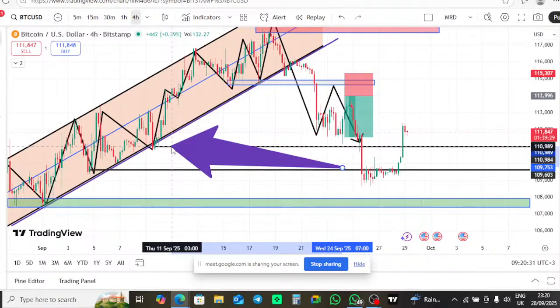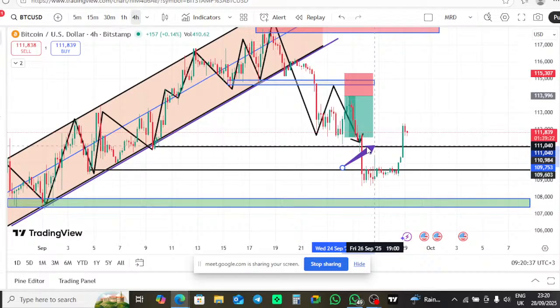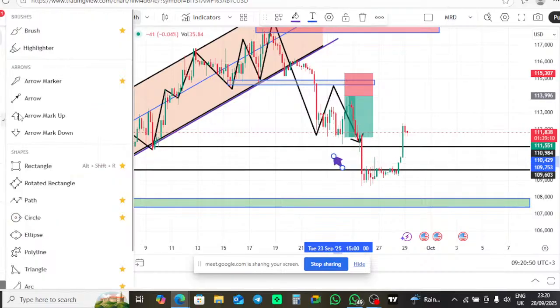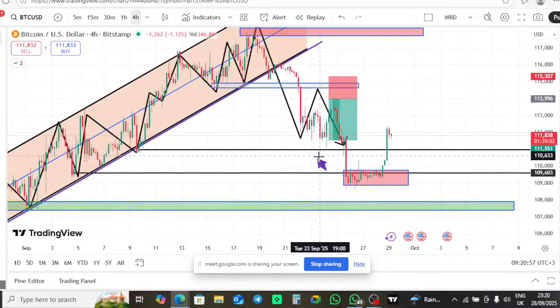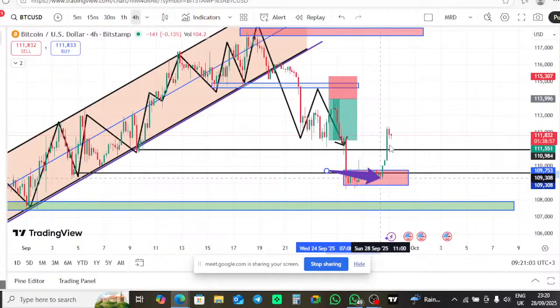Therefore, since it failed to drop up to this level, I can see that there is a change of character, because the market, all the way from ranging, from the base, this is the base, we can see the market breaking through from the channel, then forming a new high. Therefore, here we expect the change of character after a breakout of Bitcoin.